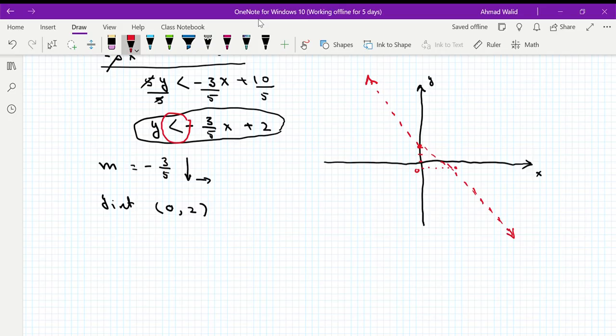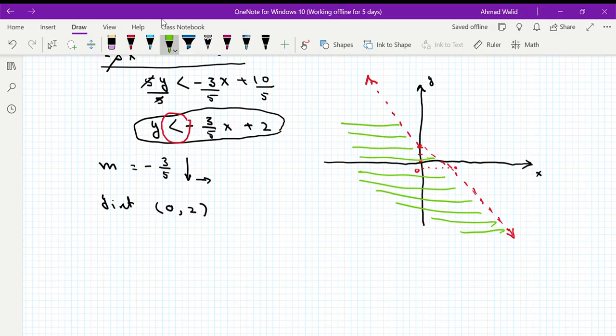You have y less than. When I told you you have y less than, shade the lower part of the graph. It means shade this side. And now we are done.